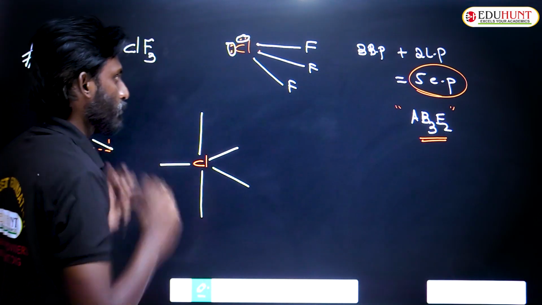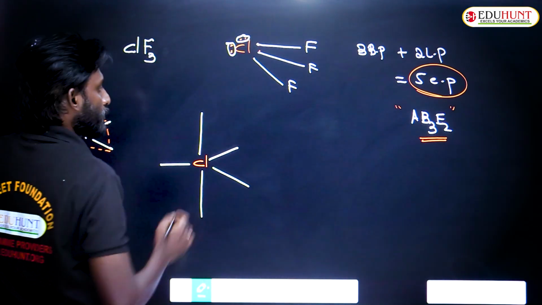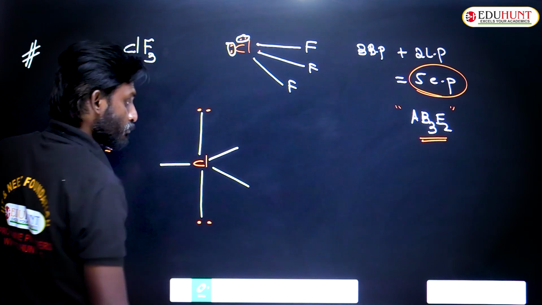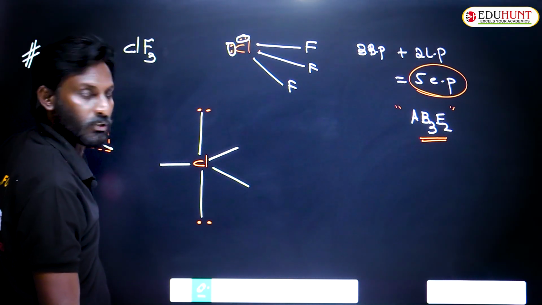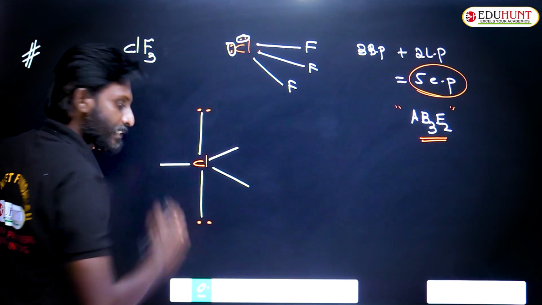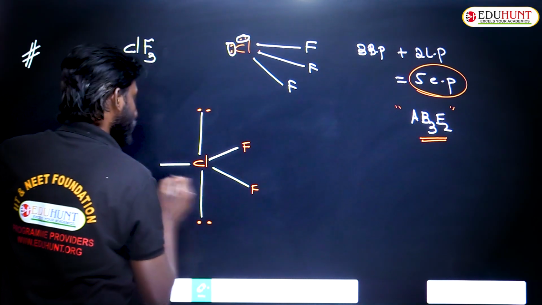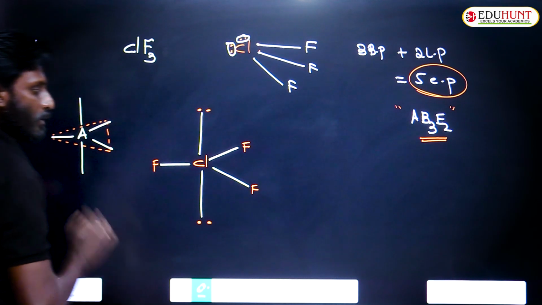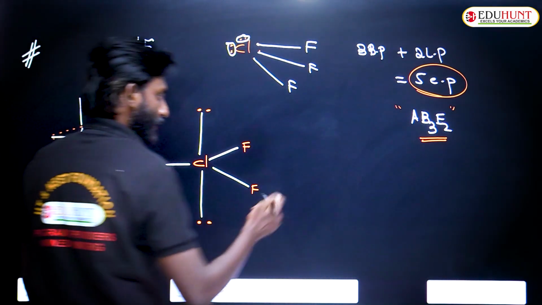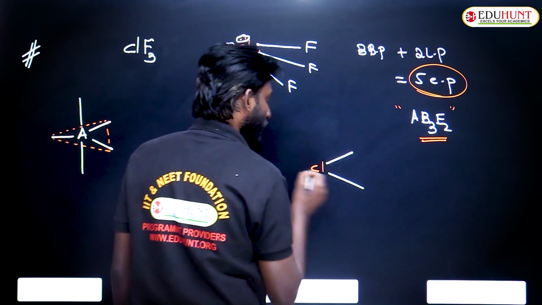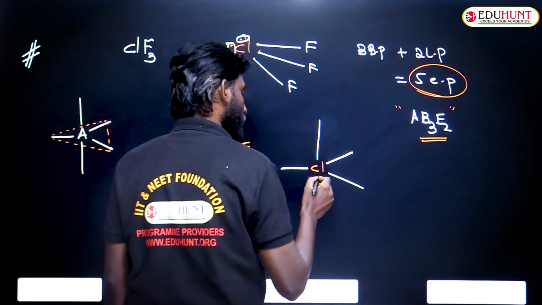So first of all, what are the possibilities? On the first possibility, I am taking both the lone pairs at axial positions. Then obviously, fluorine, fluorine, fluorine. This is one possibility I can have. Next, chlorine. I will make trigonal bipyramidal geometry first.